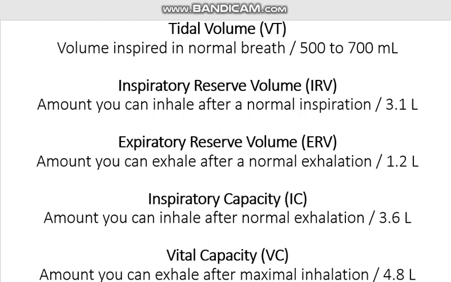The inspiratory capacity or IC, amount you can inhale after normal exhalation. Its normal value is 3.6 liters. The vital capacity or VC, amount you can exhale after maximal inhalation. Its normal value is 4.8 liters.